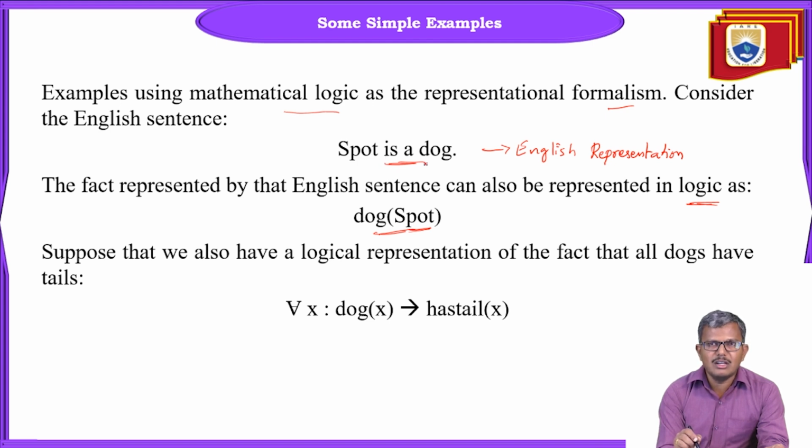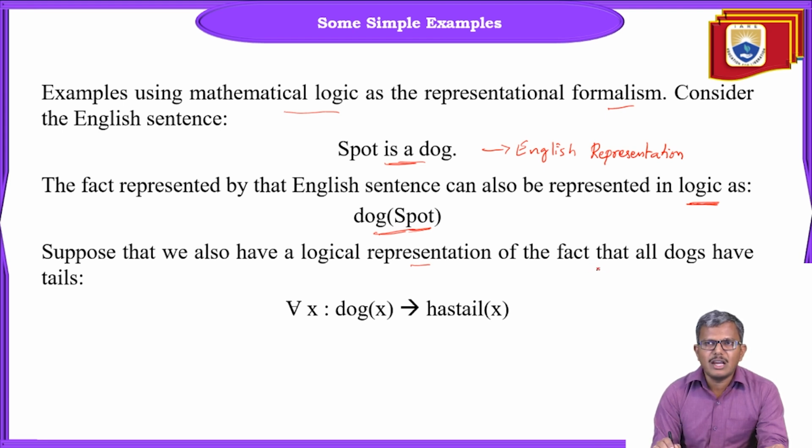So this fact we are trying to represent in a different way, in the sense, in the logic form. We are changing the same statement like this: Dog, Spot. Suppose that there are some logical representations. So what do you mean by logical representation?